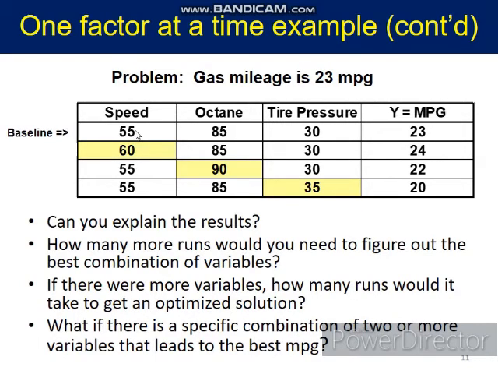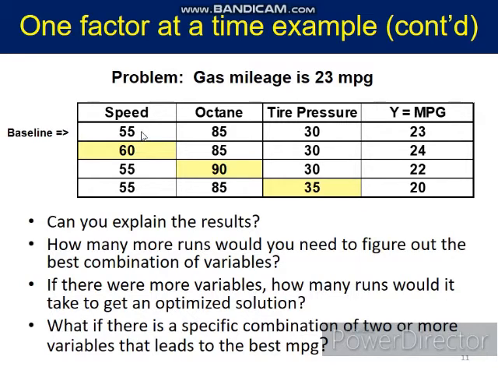First, what you need to do is fix the rest of the factors, for example speed, right? So the levels are 55 and 60. Those are the levels that you choose. The octane levels that you want to evaluate are 85 and 90, and tire pressure is 30 and 35, where 55, 85, and 30 is the baseline. With speed of 55, octane of 85 and tire pressure of 30, what you get is 23 miles per gallon, right? So this is the baseline.